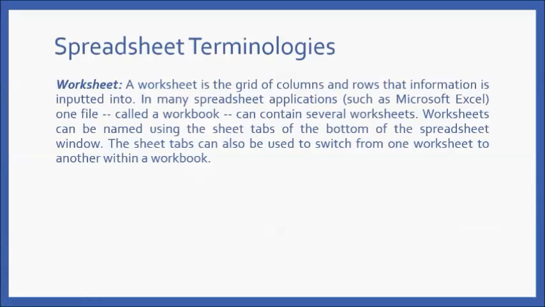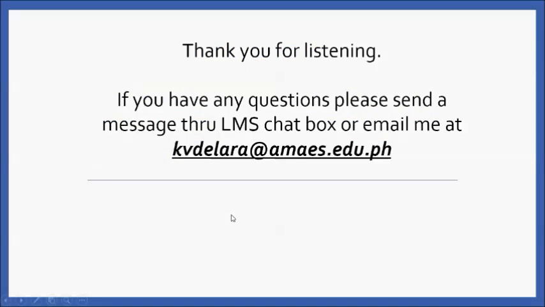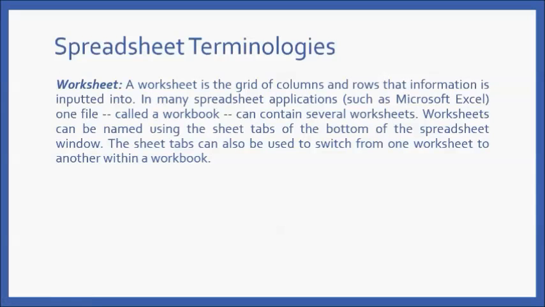Worksheet is the grid of columns and rows that information is inputted into. In many spreadsheet applications, such as Microsoft Excel, one file called a workbook can contain several worksheets. Worksheets can be named using the sheet tabs at the bottom of the spreadsheet window. So the sheet tabs can also be used to switch from one worksheet to another within a workbook. So those are some of the spreadsheet terminologies that we often encounter when we use Microsoft Excel.